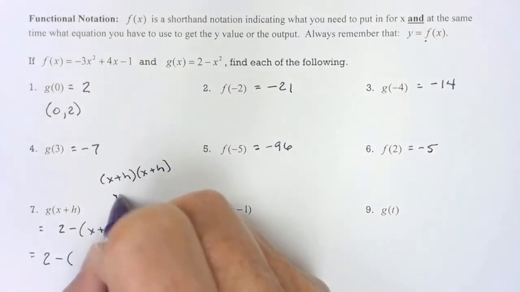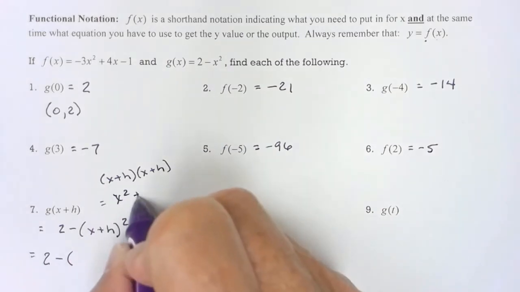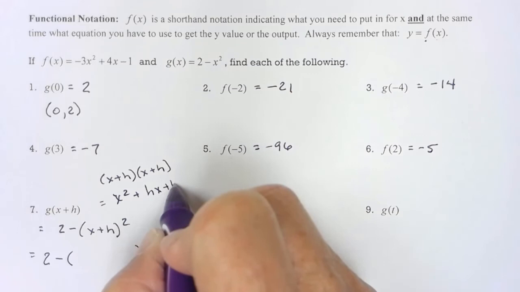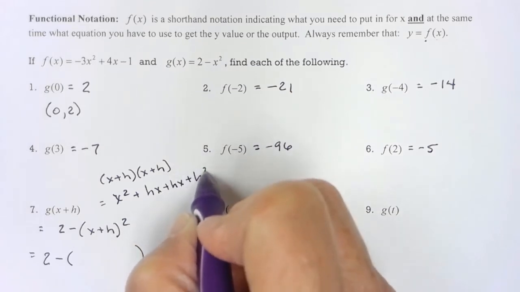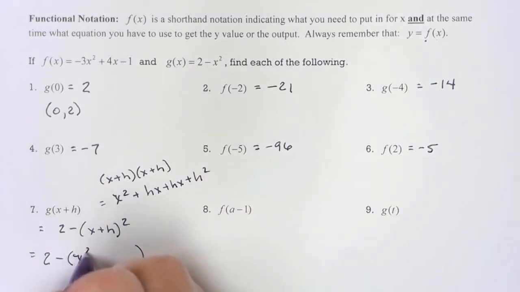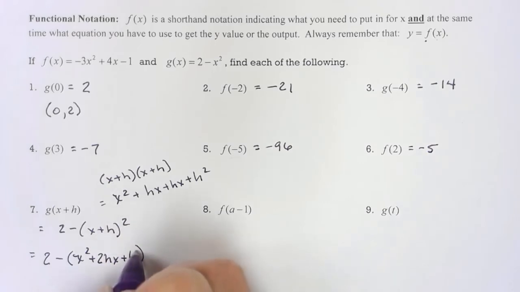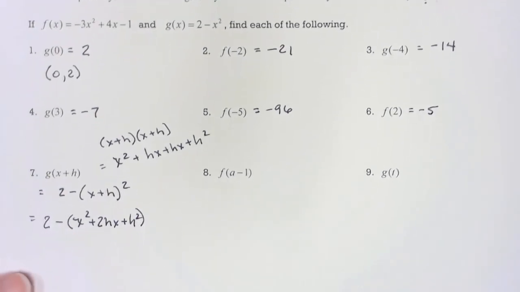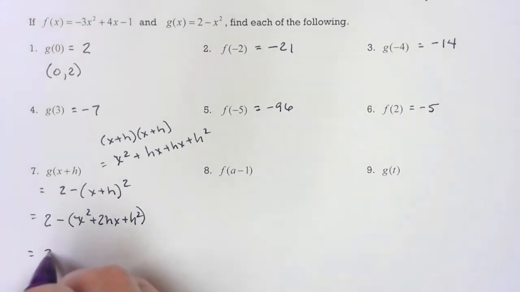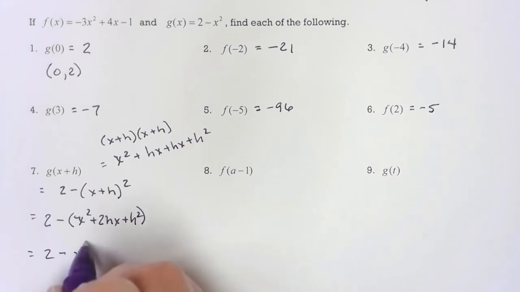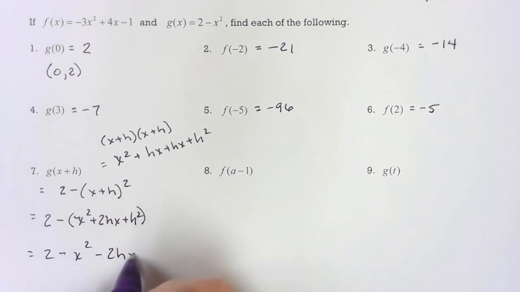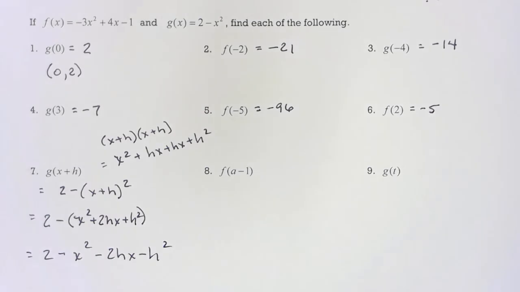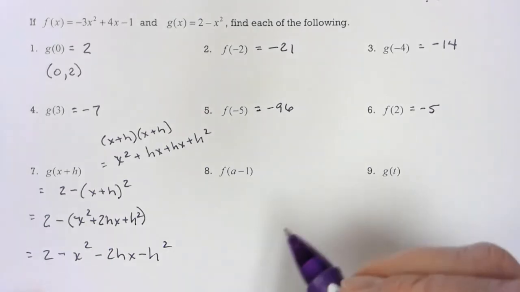You have to FOIL. So that gives me x squared plus 2hx plus h squared. If I have more than one letter, I always put it in alphabetical order. Now, change all signs because you are subtracting. And that's my answer. There's no like terms, so that's as far as I can go.